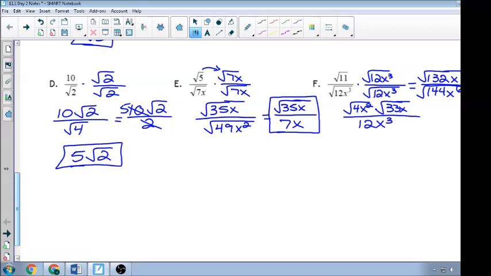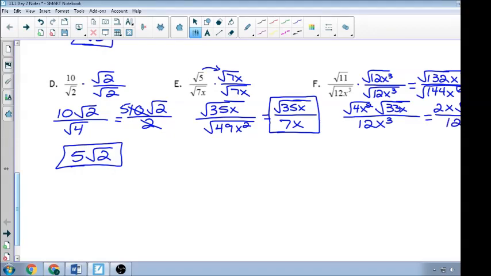So at this point, I'm still looking to try to simplify everything in the numerator, but I have rationalized my denominator. I've gotten the square root out of the denominator. So 4x squared is actually a perfect square. So the square root of 4 is 2. The square root of x squared is x. That can be multiplied by the square root of 33x, I'm sorry. All that's going to be over 12x to the third.